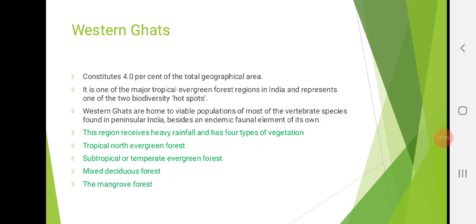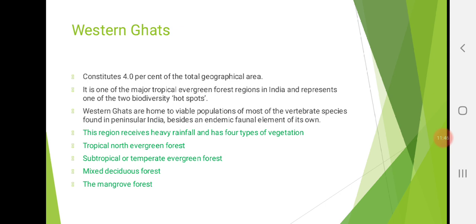This region receives heavy rainfall and has four types of vegetation: tropical wet evergreen forest, subtropical or temperate evergreen forest, mixed deciduous forest, and the mangrove forest. So on this, the MCQ might be like evergreen forest or mangrove forest found in dash region. So your answer should be Western Ghat.